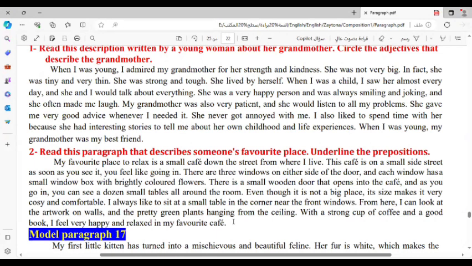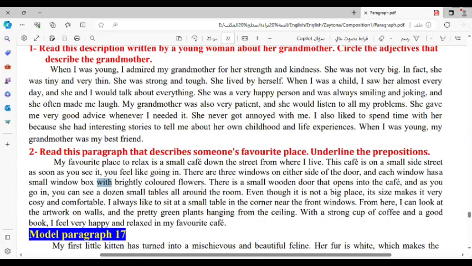Yes, thank you. Okay, my favorite place to relax is a small cafe down the street from where I live. This cafe is on a small side street. As soon as you see it, you feel like going in, and say with... Which line? Yes, in the third line.